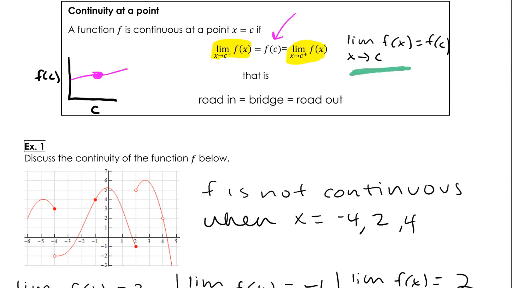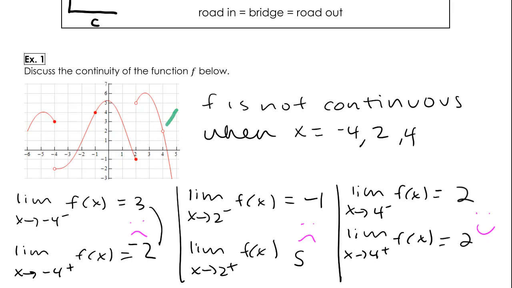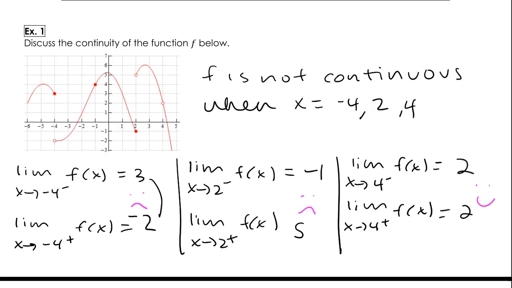We have the limit existing because the left and right were the same. But is the limit equal to the output at C? Well, look down at your graph. What is the output at C? It doesn't exist. So because f of 4 does not exist, the function is not continuous. Okay, we're going to look at a couple more. So the big idea with continuity is you want the limit to exist and equal the output at that value.